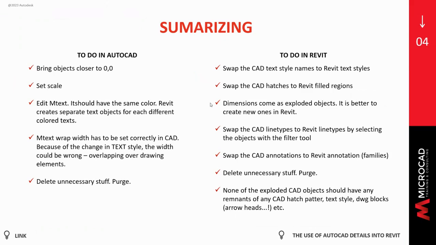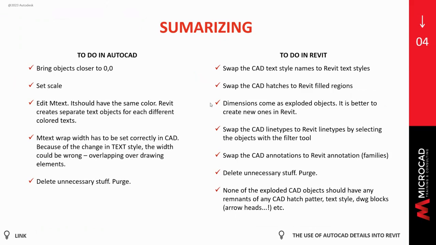To do in Revit, this is the procedure. Swap the CAD text style names to Revit text styles. Swap the CAD hatches to Revit fill regions. Dimensions come as exploded objects. It is better to create new ones in Revit as I did.